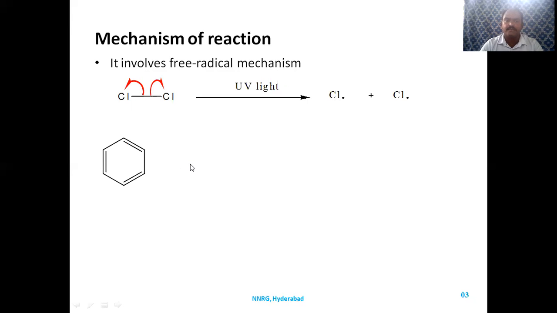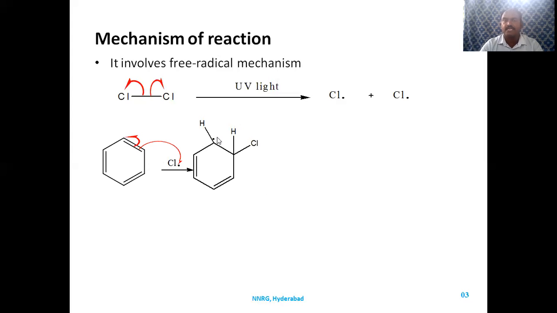So when benzene reacts with the chlorine free radical, the chlorine free radical attacks here. When it attacks the benzene, the benzene pi bond breaks, it undergoes homolytic fission, 1 electron from benzene and the other electron from chlorine to form a C-Cl bond. So the electron which is left will shift to the next carbon atom and it forms a free radical. Benzene chloro free radical is formed.